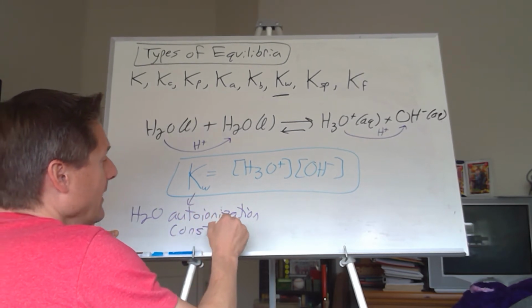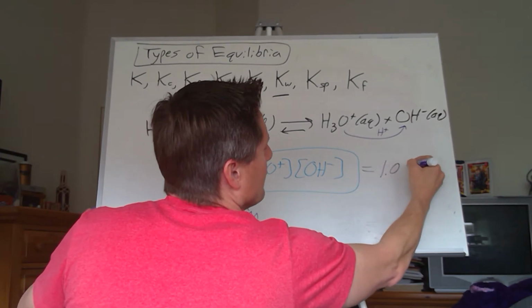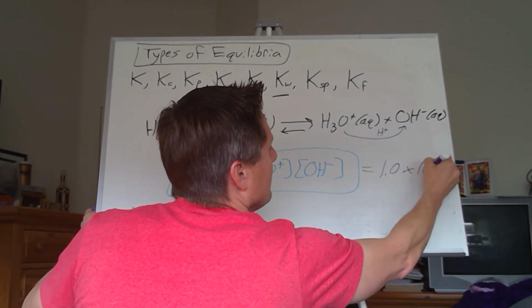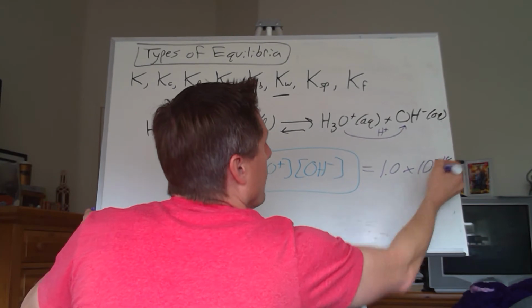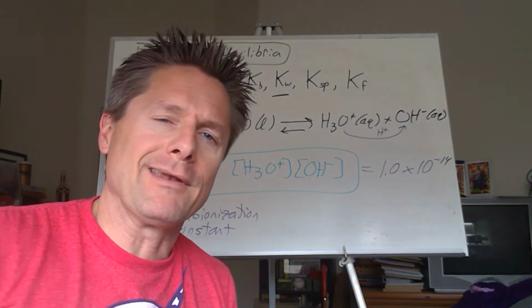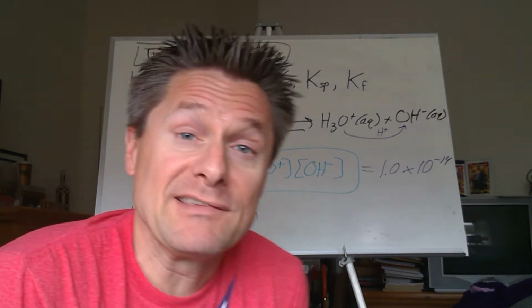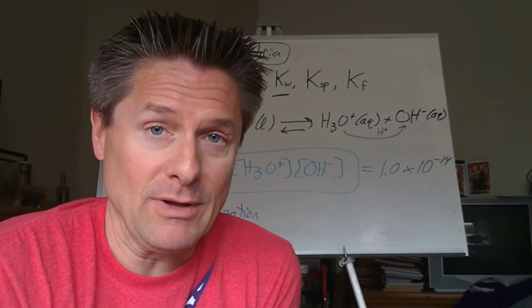And that has a value. Depending on sig figs, it depends who you talk to. I like to go 1.0 times 10 to the minus 14th, and that's roughly at room temperature, okay? Some people just go 1 and call it exact. Some people go 1.00. Not going to be a big deal. Usually there's not many significant digits when you're looking at equilibrium constants.